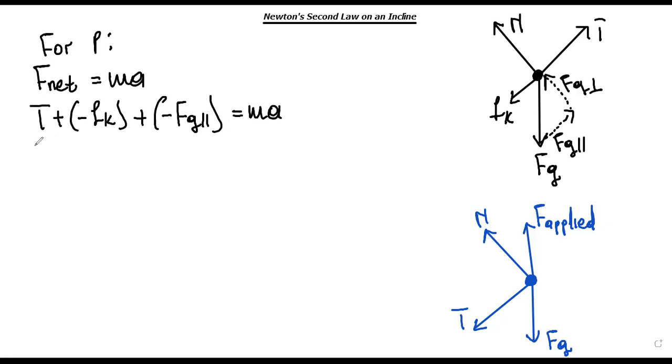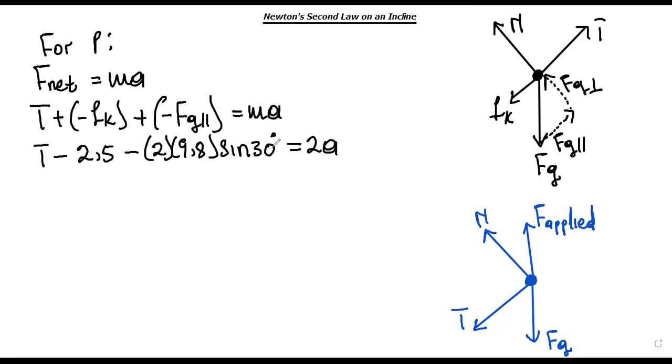Fine. Now we don't know what is the tension force, but they told us that an average constant frictional force of 2.5 newtons acts on block P. So for FG parallel, we said we take the mass, we multiply it by the acceleration due to gravity, then we say sine theta. But theta here is the angle of the incline. Then you say everything equals 2a, like that.